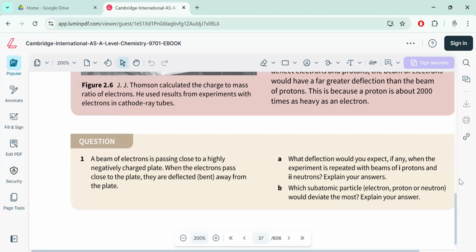Neutrons would not deviate at all because they're neutral and are not affected. So we can cross out neutrons from this answer. Because it's neutral, it is the most stable among the three options. While protons and electrons both have a charge, the electron is at the very outer shell, and secondly, it has a much lighter mass. That's why it deflects the most.